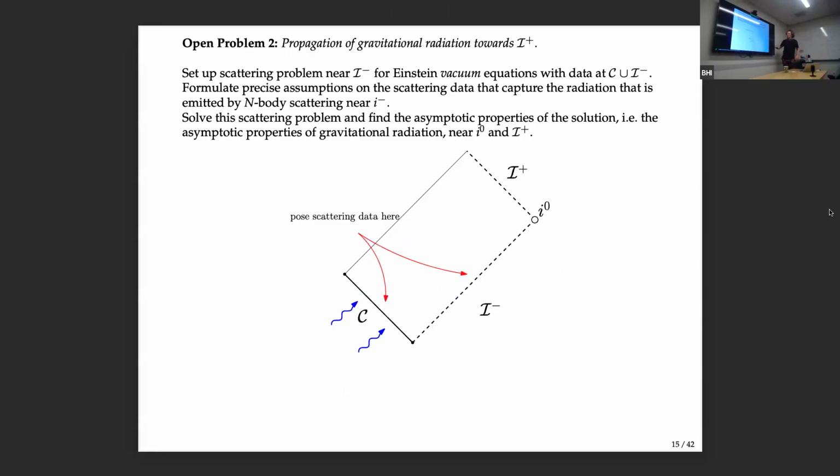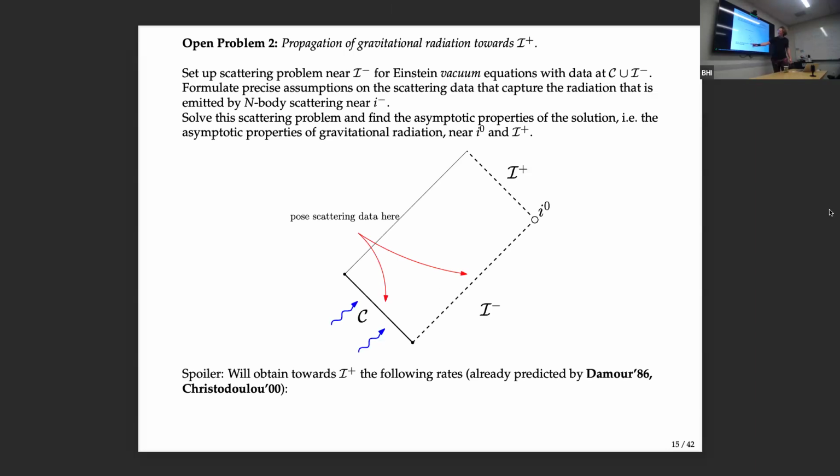So this is the propagation problem, and this is where I'll tell you most of the mathematics. And I will give you a spoiler now of what to expect here. What to expect is the following, that towards future infinity, you will obtain the following decay rates, which indeed have both already been predicted by Thibault Damour and Demetrios Christodoulou. In the case of hyperbolic orbits in the infinite past, you will obtain that psi0 goes like r to the -4, again violating peeling, because peeling would have it that psi0 goes like r to the -5. And in the case of parabolic orbits, you are 2/3 faster. So parabolic orbits are always 2/3 faster. I'll tell you in a little bit why.